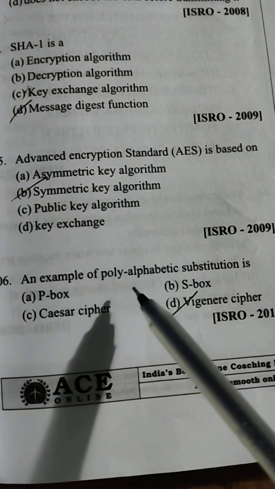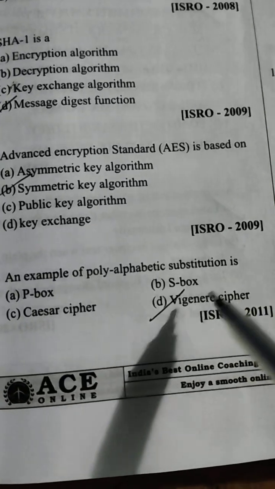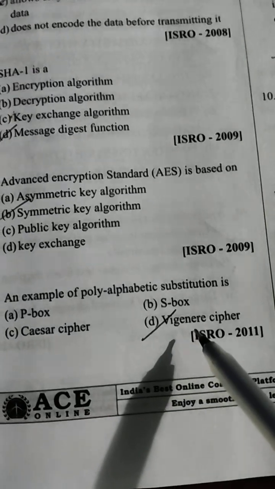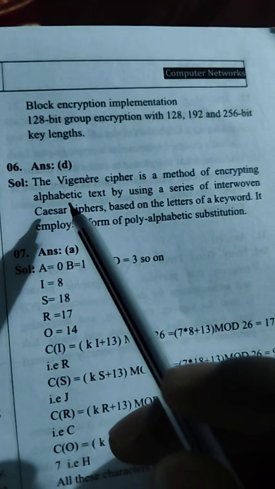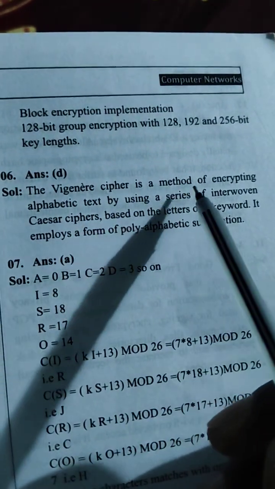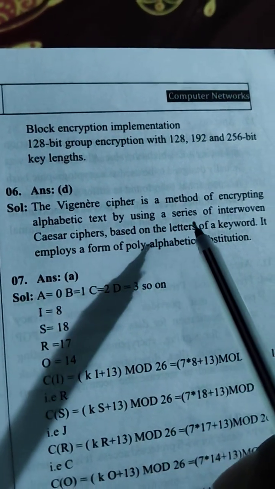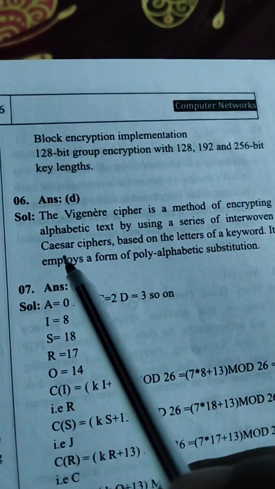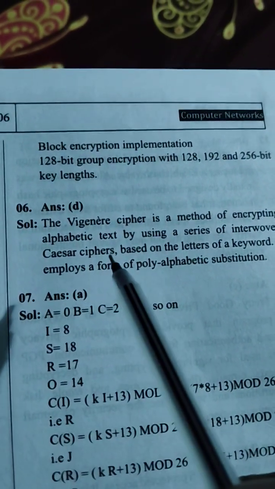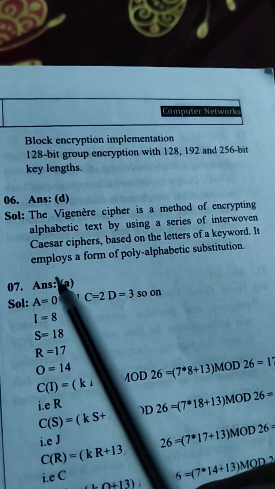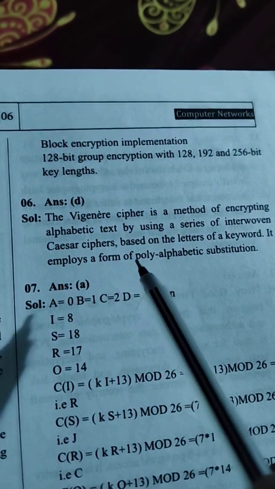Sixth one, the example of polyalphabetic substitution is the Vigenere cipher. The Vigenere cipher is a method of encrypting alphabetic text by using a series of interwoven Caesar ciphers based on the letters of a keyword. It employs a form of polyalphabetic substitution.